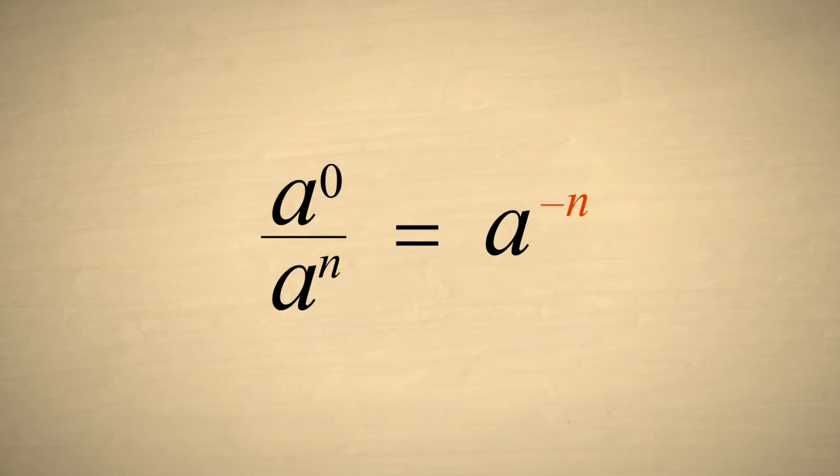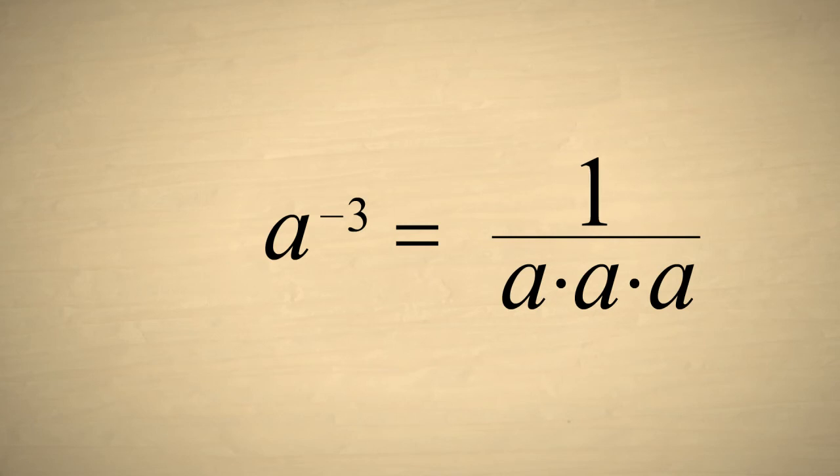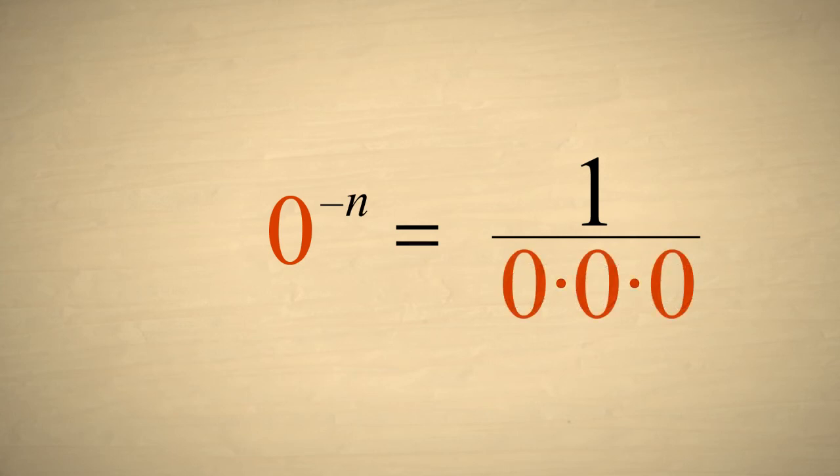Since a to the 0 power is equal to 1, this tells us that any number with a negative exponent is equivalent to 1 over that number with the same positive exponent. For example, a to the negative third power is equal to 1 over a cubed, or 1 over a times a times a. The only number that cannot have a negative exponent is 0, since this would be the same as 1 over 0. And dividing by 0 is meaningless.